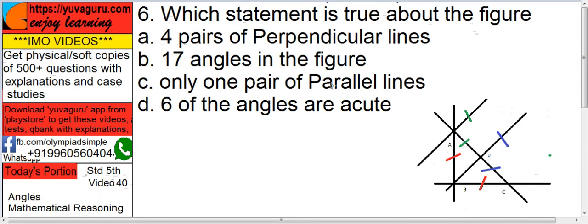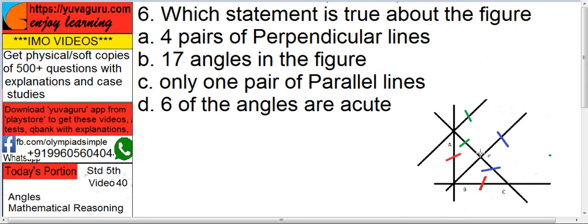Now, are there 4? No. So A is wrong. Next, 17 angles in the figure. Now what you do is you start counting at each node. This is called a node. A point where other lines intersect is known as a node. So there are 17 angles.